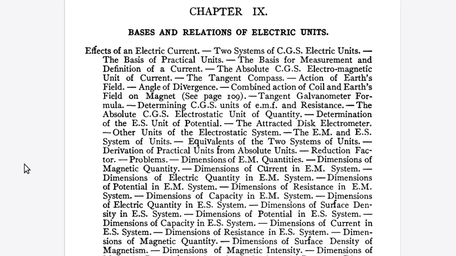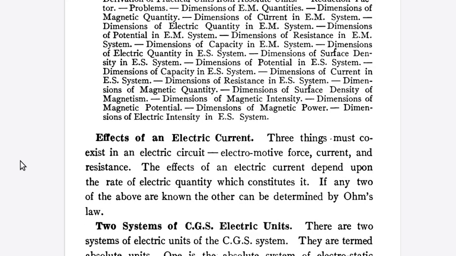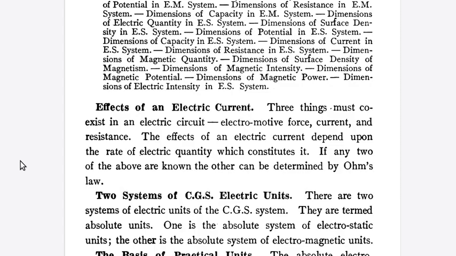Chapter 9. Bases and relations of electric units. Effects of an electric current. Three things must coexist in an electric circuit: electromotive force, current, and resistance. The effects of an electric current depend upon the rate of electric quantity which constitutes it. If any two of the above are known, the other can be determined by Ohm's law.